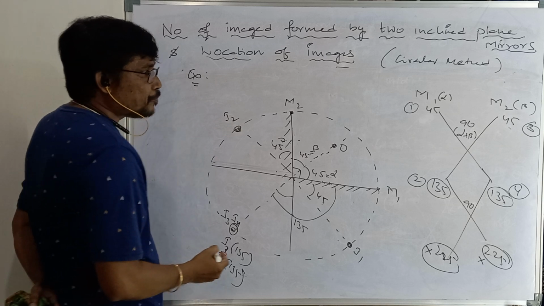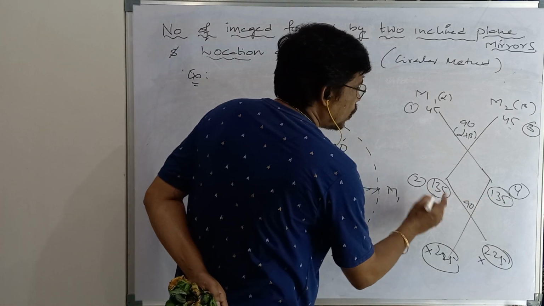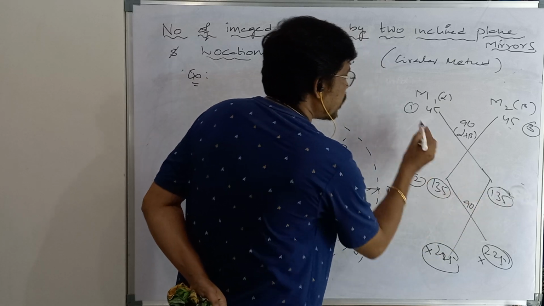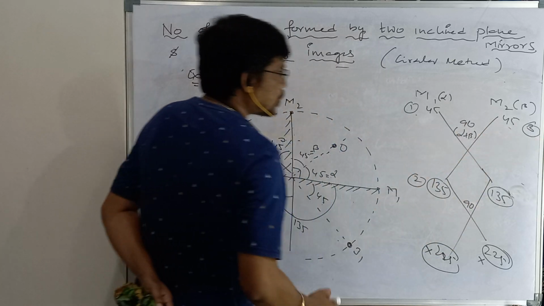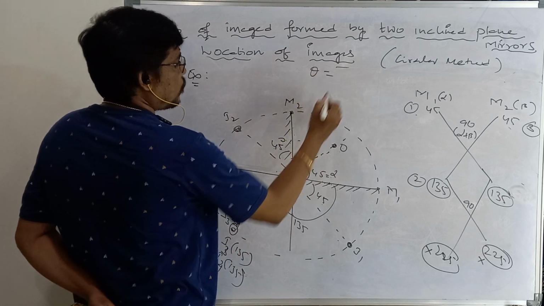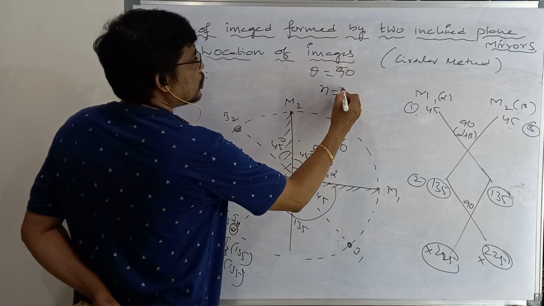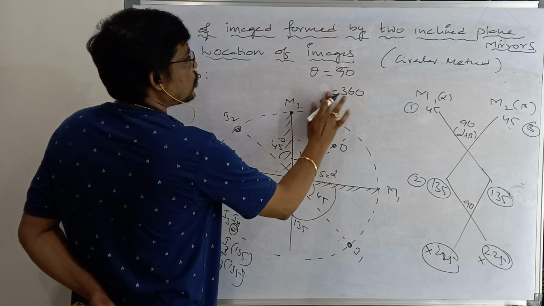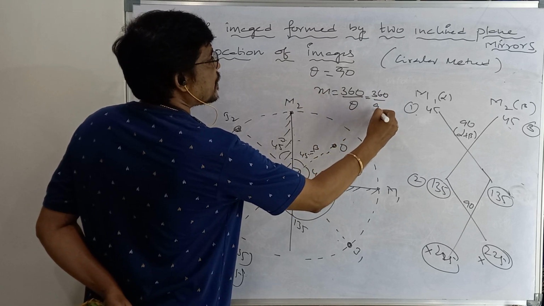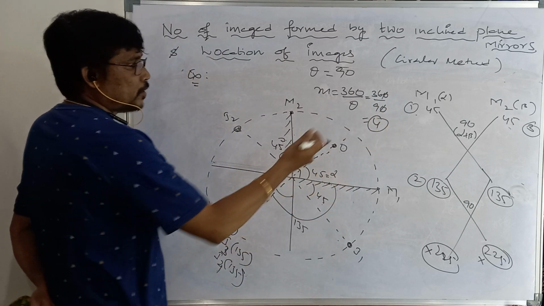Overlapping means you should consider only one image. So how many images? 1, 2, 3 images. So actually, theta is equal to how much? 90. I hope you understand. So m is equal to 360 by theta, that is 360 by 90, so m is equal to 4.